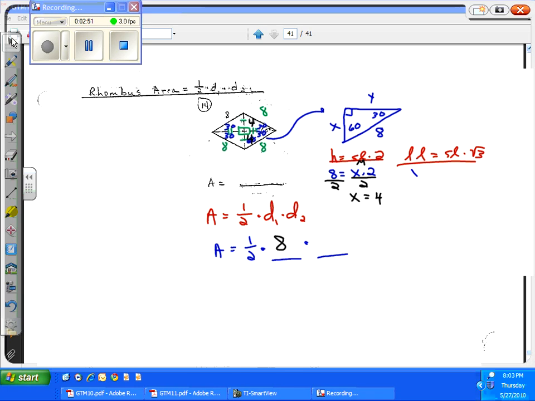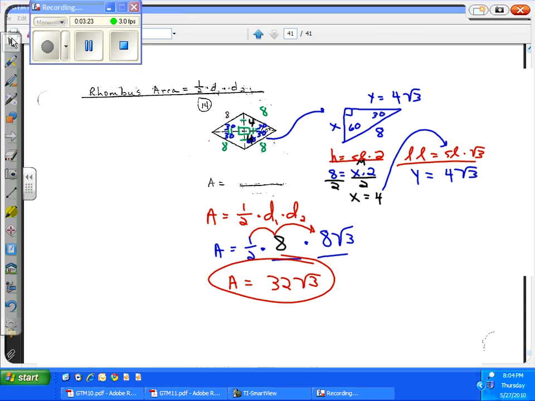Long leg, which is y, is equal to short leg, which we just found out was 4, times the square root of 3. And so this would be 4 square root of 3, which is half of that diagonal, which means the diagonal that that's half of is double that, which would be 8 square root 3. So now we can solve. Half of 8 is 4 times 8 is 32 of those little square root 3's. Any questions on number 14?